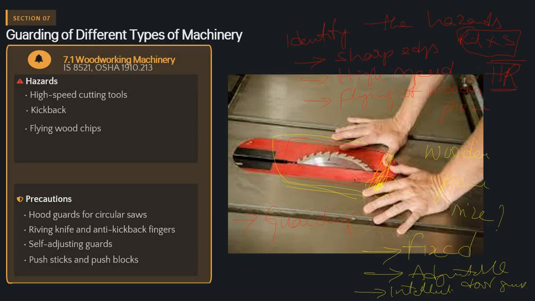Apart from that, we should provide signages, warning signs, as there are chances of sharp edge amputation. I think you people are clearly seeing it on the machine. So like that, we do identifying the hazards, risk assessment, and risk reduction in this ISO 12100.